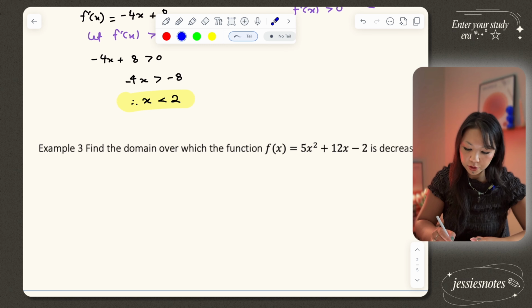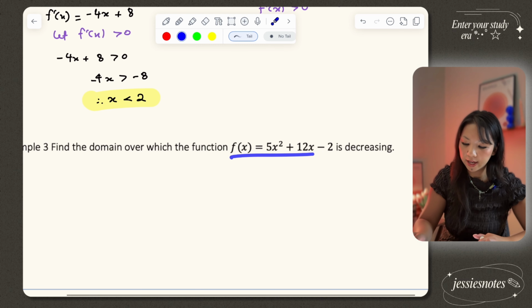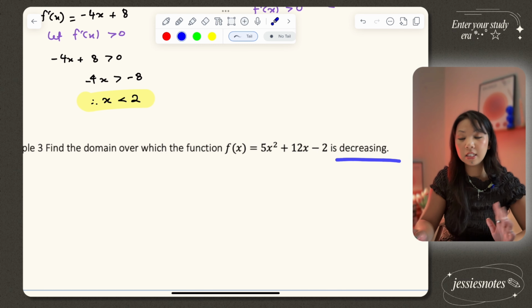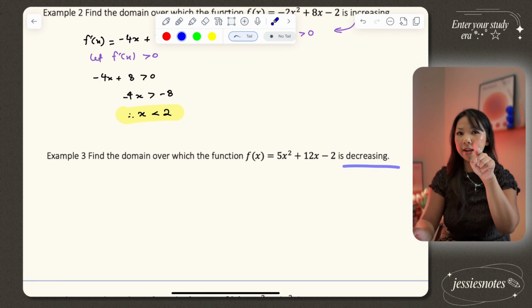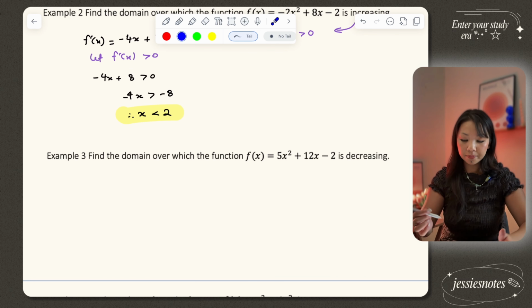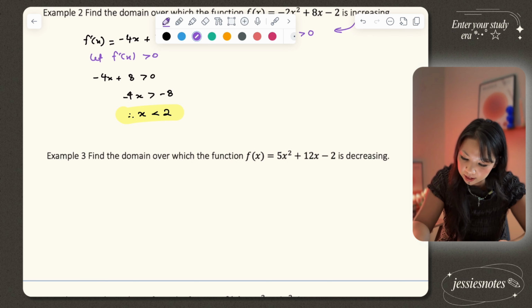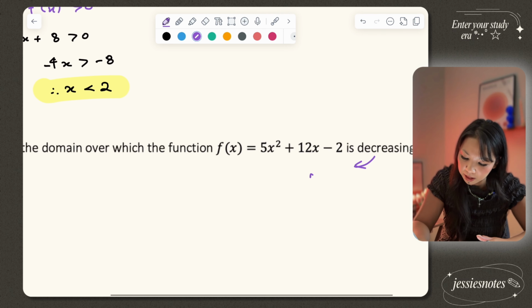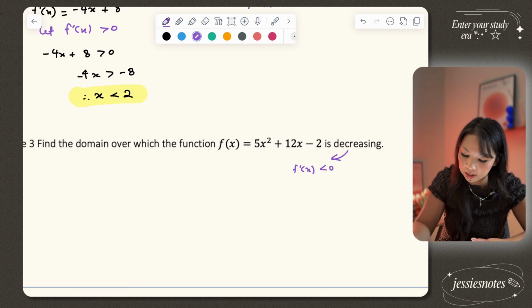Example 3, find the domain over which the function f of x equals this is decreasing. I want you to pause the video and have a go yourself. What does it mean for a curve to be decreasing? Okay, I'm going to answer this now. If the curve is decreasing, it means that the gradient of the tangent is less than 0.